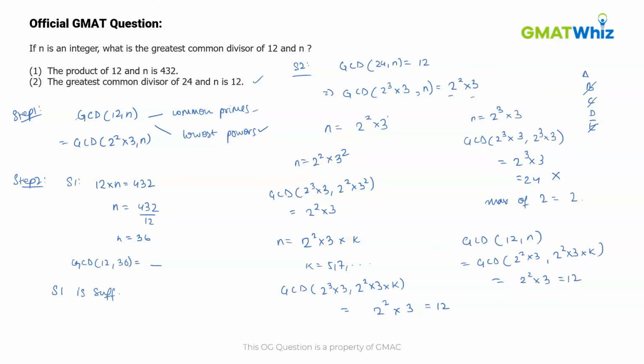Thus we are able to find the value of the GCD, and hence we conclude that statement 2 is sufficient. So the correct answer is option D.